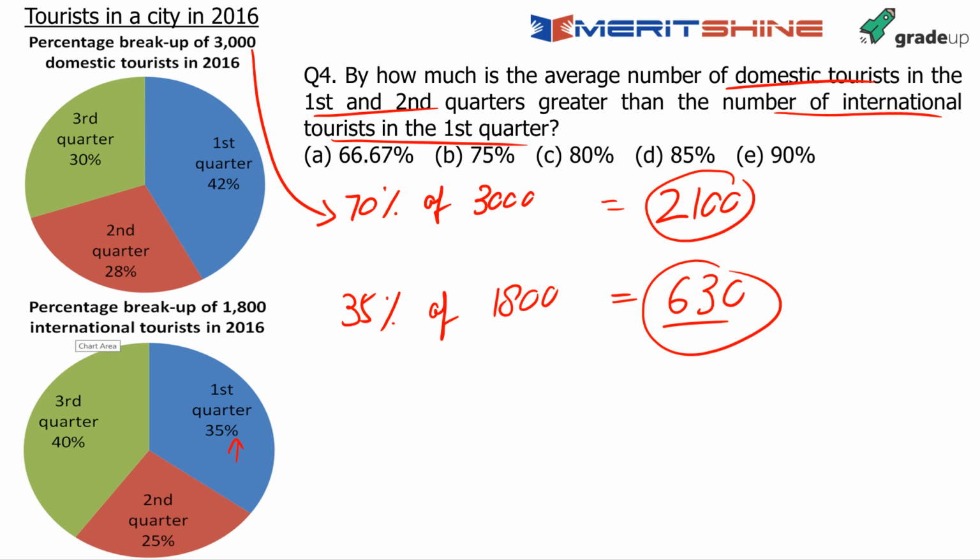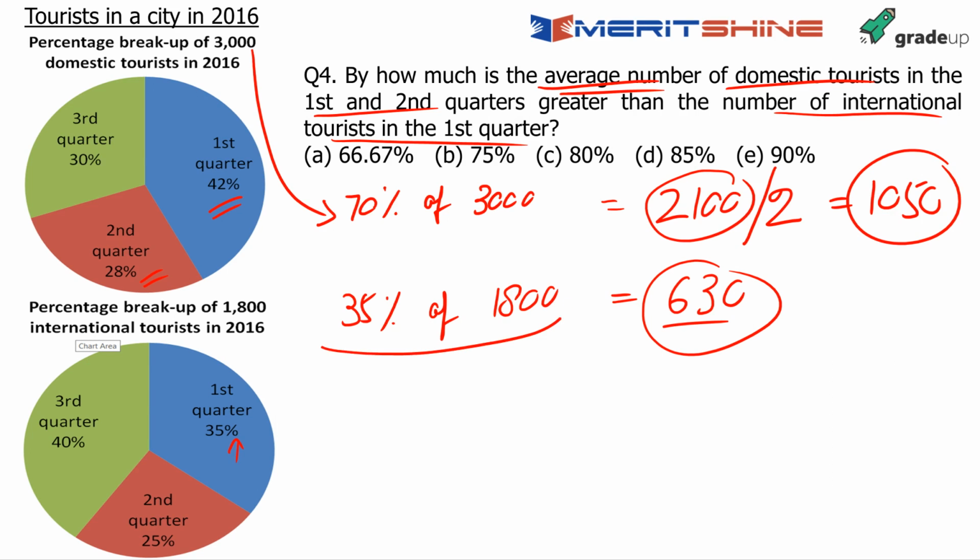Okay, 66.67. There is just one catch in this question. We are talking about the average number of domestic tourists. So total domestic tourists would be 42 plus 28, that's 70%. 70% of 3000 is 2100. But average means we'll have to divide by 2. So 2100 by 2 gives you 1050. That's the average number for the first and second quarters for this given data.